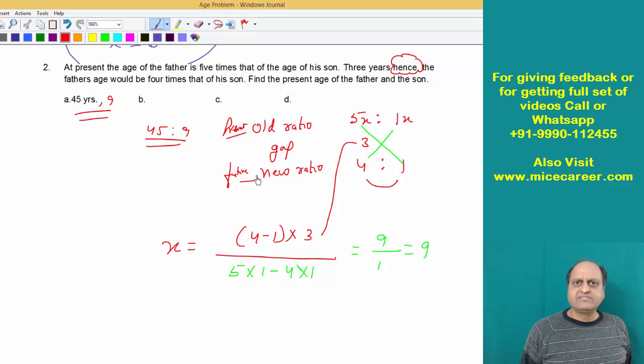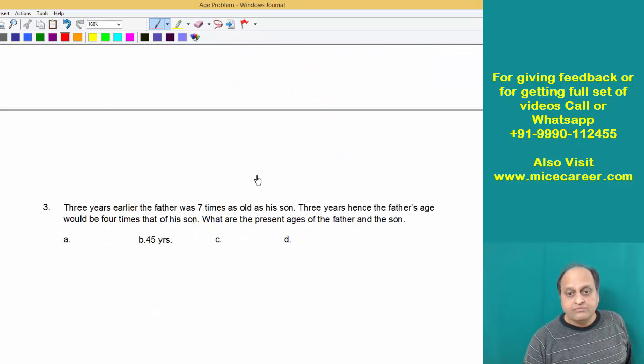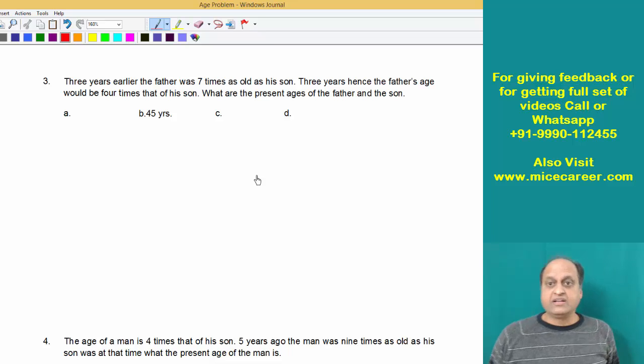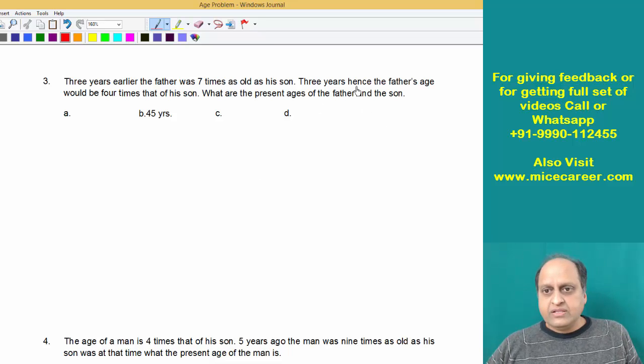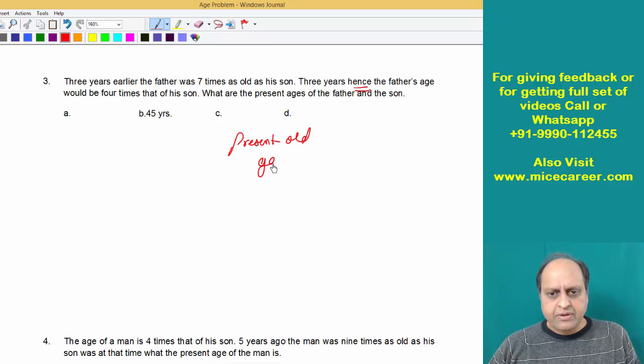I think the idea is very clear. Let us take one more. Now you can see how fast we are doing it. 3 years hence. So present is old, then gap, then new. Yes or no?